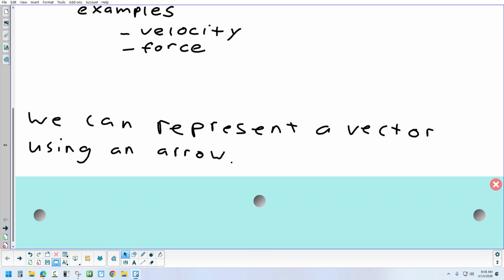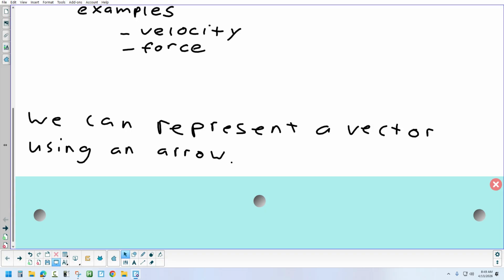So one way that we can represent vectors when we're drawing them is with an arrow. An arrow naturally works well for a vector because it has a point on it, so that can tell you the direction that it's going. And then what do you think we would do to the arrow to represent, say, a velocity vector where a plane is going slower or faster? What would change about the arrow?